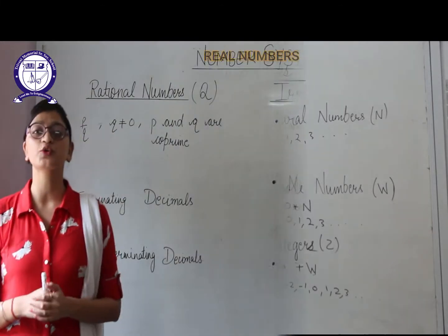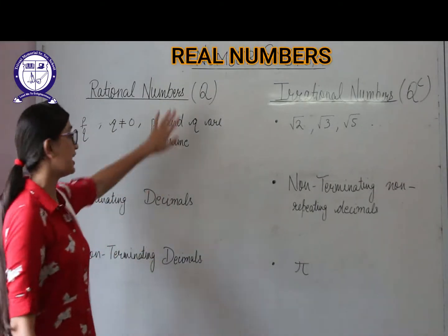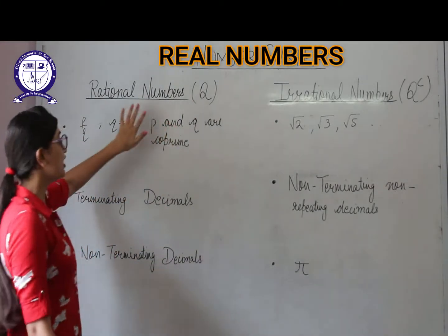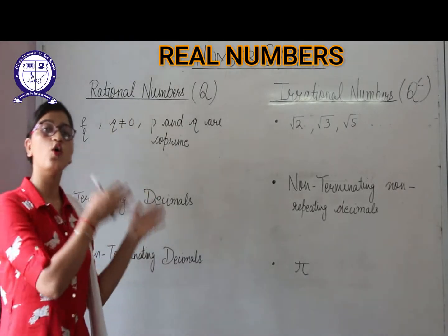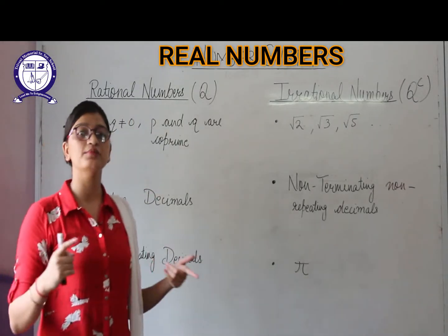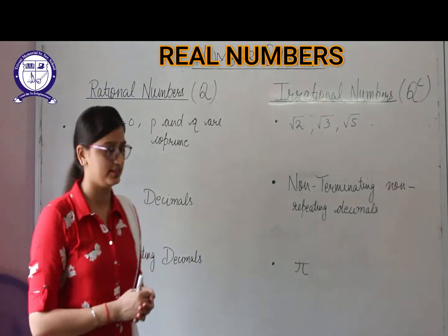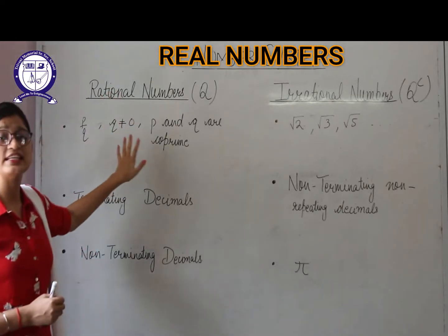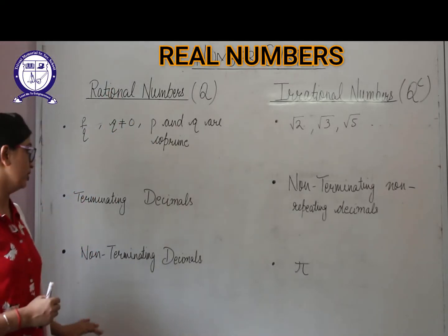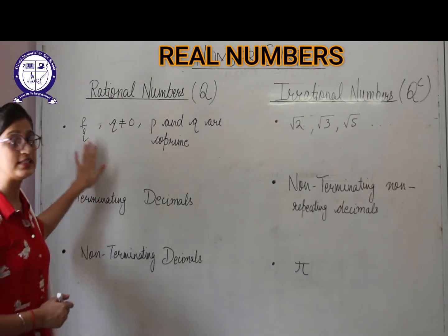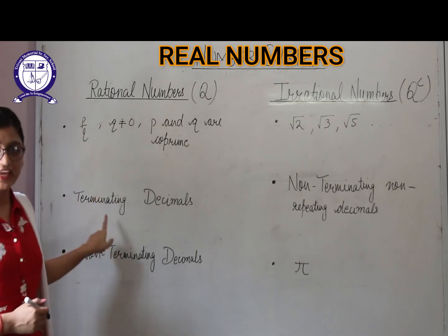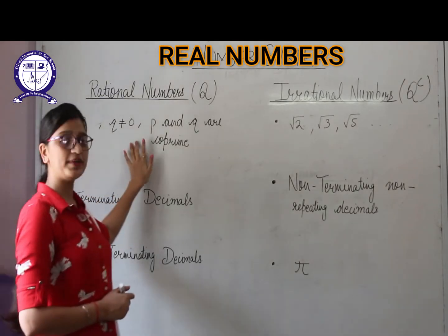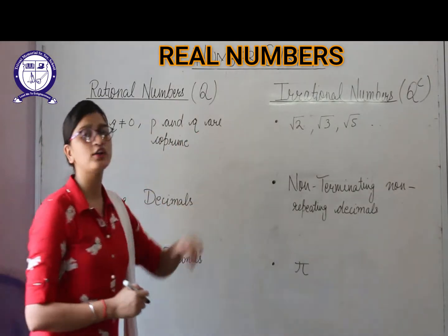So now coming to the larger set, that is rational numbers. Rational numbers contain the other sets like natural numbers, whole numbers and integers. But there are basically three forms of rational numbers. The most important one is the first one, that is p by q, where q can never be 0 and p and q are co-prime.